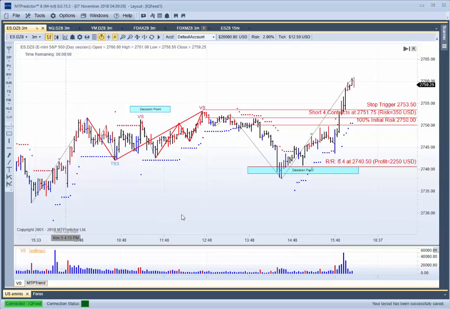So hopefully this has been a good video showing a bit more detail on our VS or volume spike setup that we have in MTPredictor 8, and we also have this in our NinjaTrader add-ons for NinjaTrader 8 and NinjaTrader 7 as well.